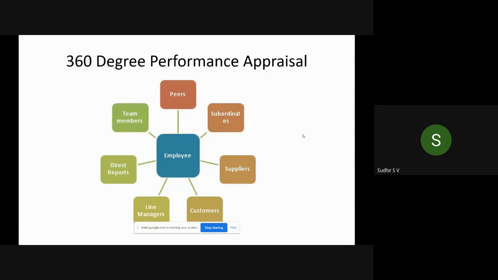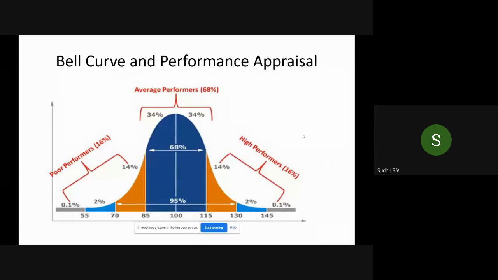We collect feedback from everybody associated with an individual, right? Subordinates, peers, team members, direct reportees, customers, and the manager has to consolidate all this feedback, understand what is correct, what is not correct, what is real, what is not real, what is appropriate, what is not appropriate, and provide this feedback to the employee. Okay, this is what the 360-degree feedback appraisal method is. So appraisal is done at the end of the year.